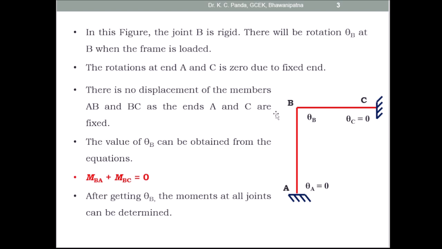So here there is only one rotational displacement at joint B, and the rotational displacement at joint A, that is theta A, is 0, and at joint C, that is theta C, is 0 due to fixed ends. So here there is only one unknown, and it can be determined from one equation. The equation that we can take is the equilibrium of joint B, that is the sum of the moments at B is equal to 0, that is MBA plus MBC equals 0. Then after solving the equation you get the rotational displacement at B, theta B.